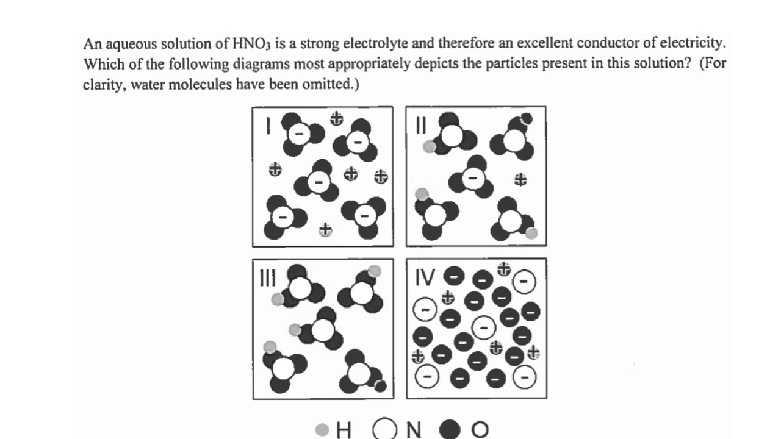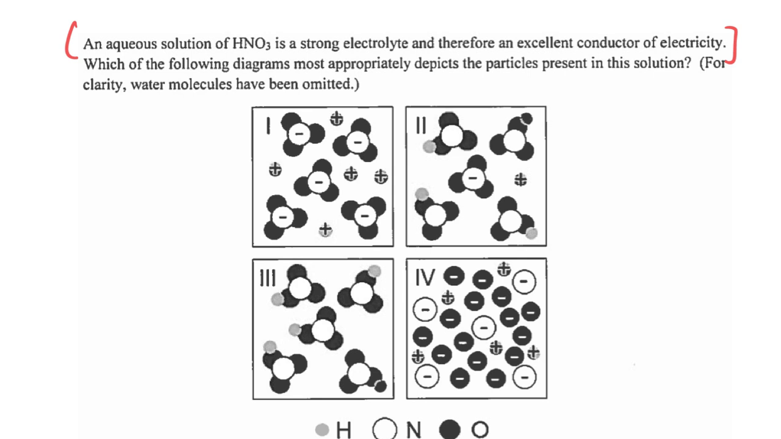So we're told here an aqueous solution of nitric acid. The problem says, an aqueous solution of HNO3 is a strong electrolyte and therefore an excellent conductor of electricity. Which of the following diagrams most appropriately depicts the particles in this solution? I'm not even sure we need to tell you this sentence here. We would expect you to probably know that detail, that HNO3 is one of the 7 strong acids, meaning in water, it would be dissociated into H+ and NO3- completely. And so then what diagram shows what you think nitric acid would look like in water?